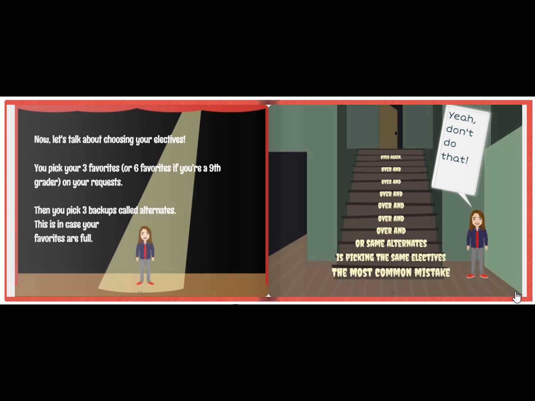Now, let's talk about choosing your electives. You pick your 3 favorites, or 6 favorites if you're a 9th grader, on your requests. Then you pick 3 backups, called alternates. This is in case your favorites are full. The most common mistake is picking the same electives, or same alternates, over and over again. Yeah, don't do that.